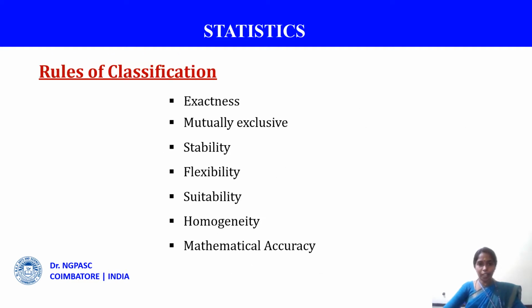And while classifying, what are the rules we should remember? The classification should be exact. They should be mutually exclusive, that is independent. Then stable. They should be flexible. Then suitable data has to be classified under different heads. Then homogeneity must be there. Then mathematical accuracy you have to check. Okay, while classifying, these are the rules we should remember.